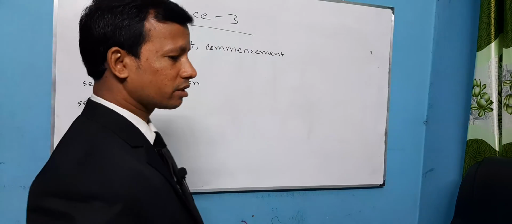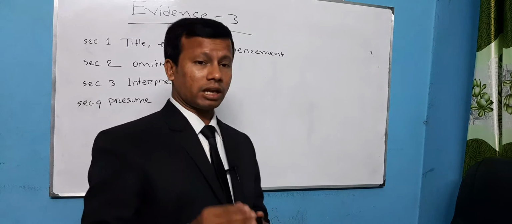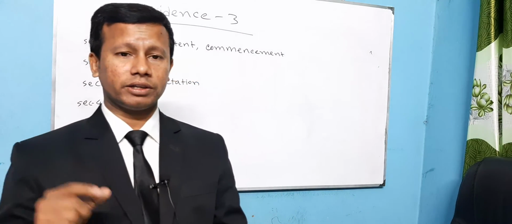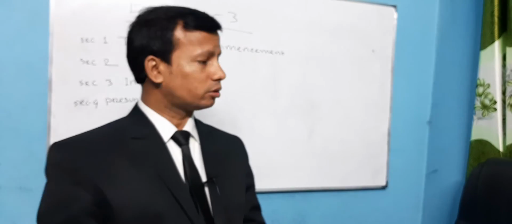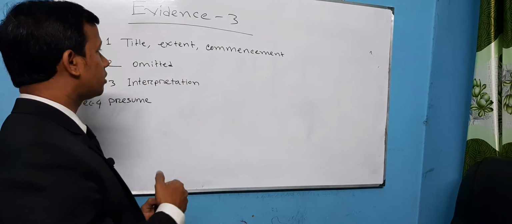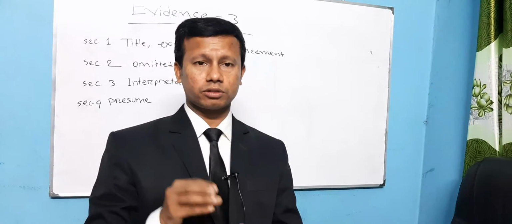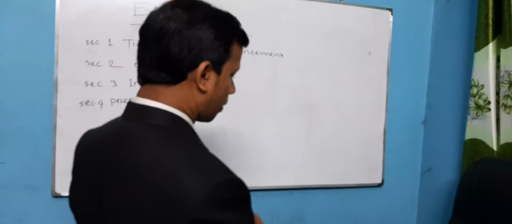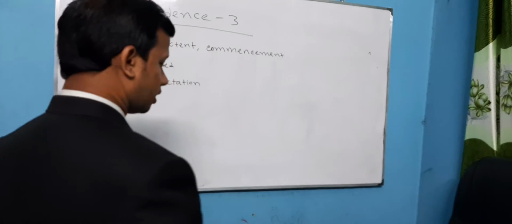Example, suppose a pen with a label writing Matador. So the writing Matador on the label is the document of the pen. And suppose a stapler with a label writing Kangaroo. So the writing Kangaroo is the document of this stapler. Okay. So I hope that you have understood what is a document in the eye of the Evidence Act.